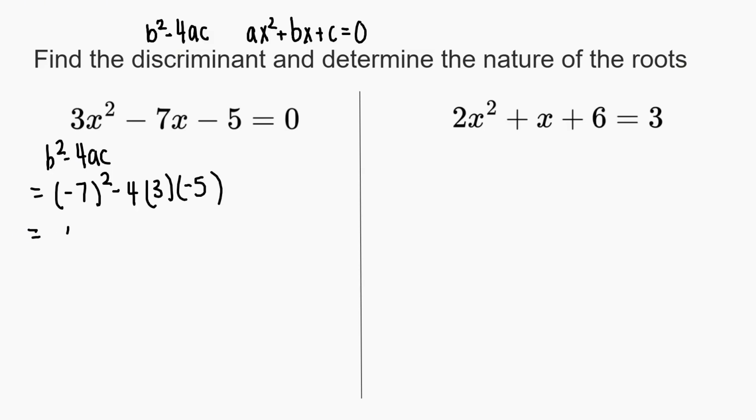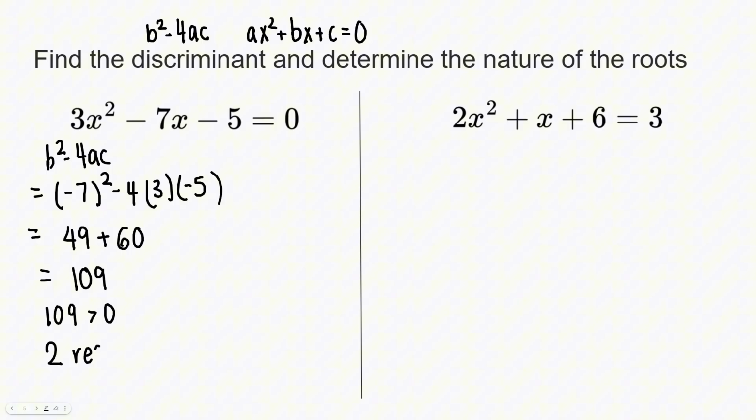This gives us 49 plus 4 times 3, which is 12. 12 times negative 5 is negative 60. As you can see, there's a negative here, so that becomes a positive 60. So we know this is 109. And 109 is greater than 0, which means this gives us two real roots.